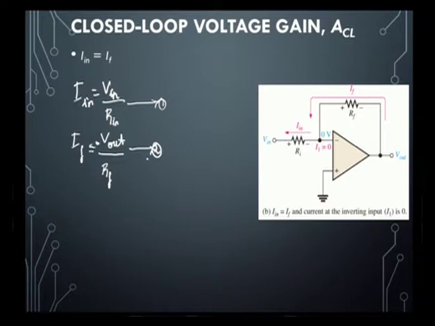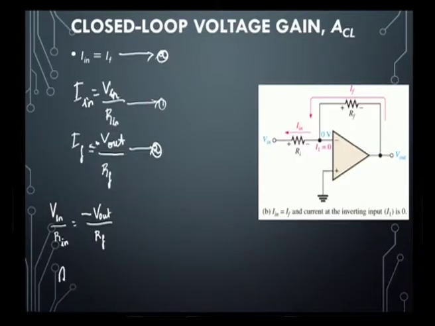Next, since we know that IN is equal to IF, we substitute the IN and IF values in the first equation, that is V in divided by RI is equal to minus V out divided by RF. What we are going to find, V out and V in, is the overall gain of the inverting amplifier. The ratio of V out by V in gives the overall gain of a closed loop inverting amplifier.